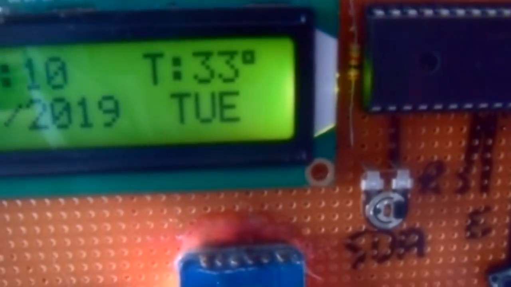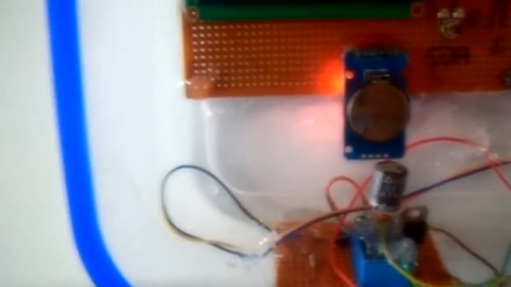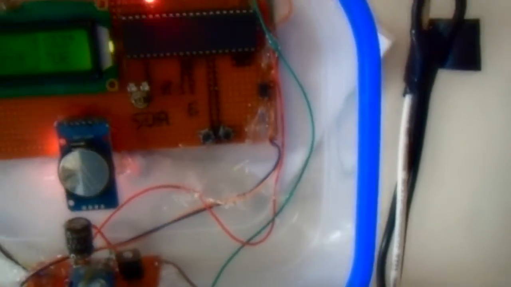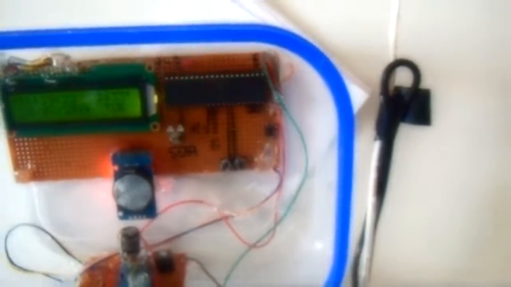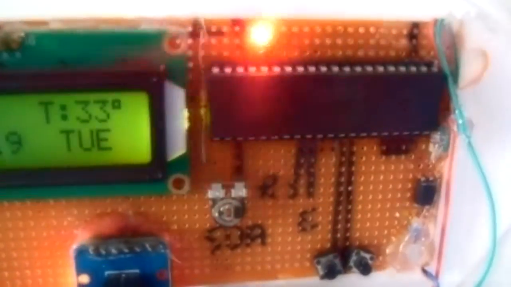Temperature is 33 degrees centigrade, and it is Tuesday. So it is a school timer. It is an automatic timer, a school clock automatic timer using PIC16F887.